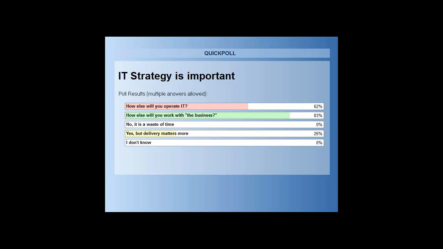Well, this time we had a higher rate of response. The people who think that IT strategy is important, 62% of the respondents think it is important. 83% believe that, how else would you do business if you didn't have IT strategy? Nobody believes that it's a waste of time, and nobody doesn't know if it's important or not. So 26% say that yes, but delivery is more important than strategy. So execution and delivery seem to be on top of their list.